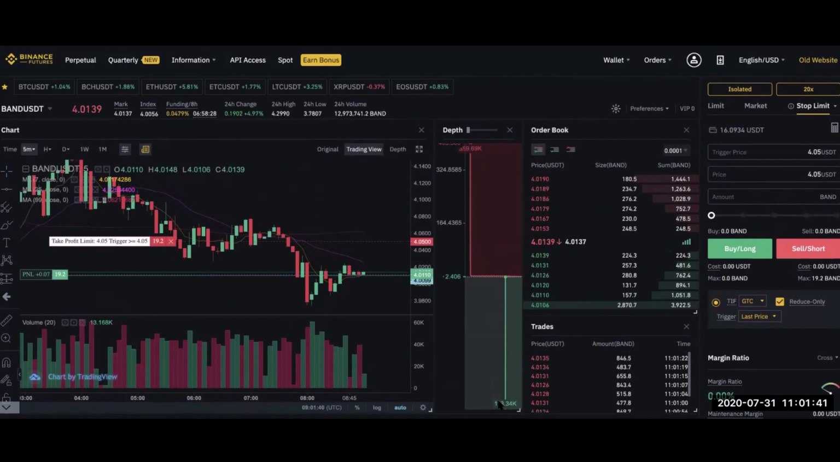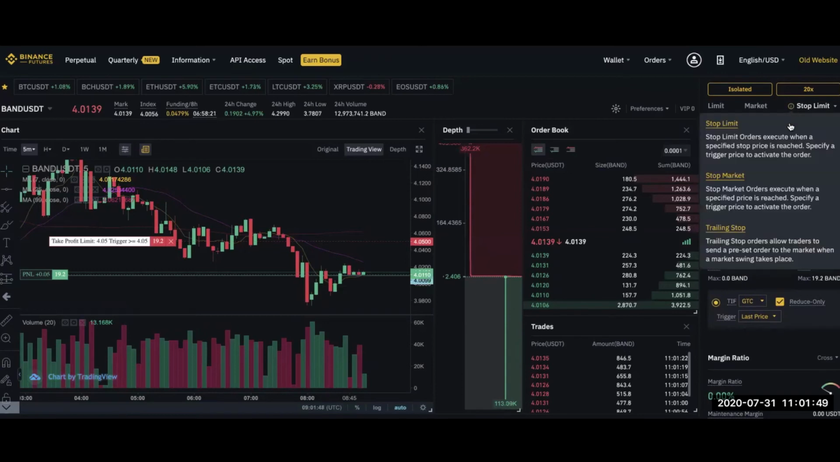Now, these are fairly complicated things. I wouldn't say that you must mess around in futures until you know what you're doing. But so there's the three stop. Maybe I put the wrong thing. Stop limit orders execute when a specified stop price is reached. Specified trigger price to activate the order. Stop market order execute when a specified price is reached. Look, I suppose the stop limit is more of the stop loss thing. Stop market is when, it sounds pretty much like the same thing.